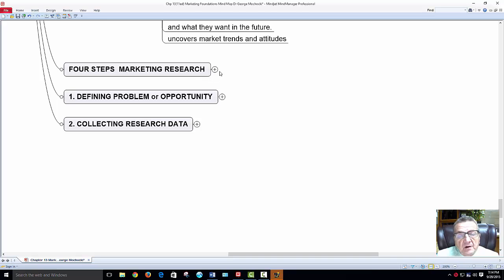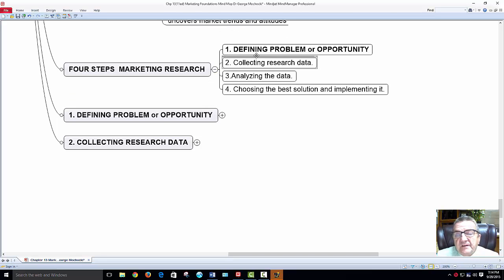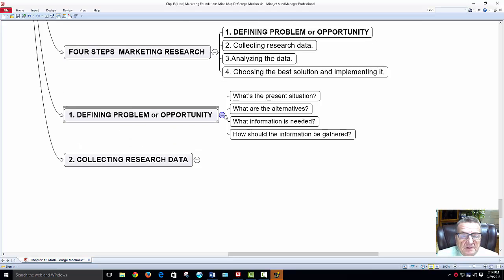Okay, 4 steps in marketing research: identifying the problem, collecting research data, analyzing the data, and choosing the best solution to implement it. Those are the 4 steps. I'm going to go use them all separately now, because it'll be easier for you. Okay, defining the problem, because there's a lot here. What's the present situation? What are the alternatives that I have? What information do I need to make sure I can make a good decision? How should the information be gathered?